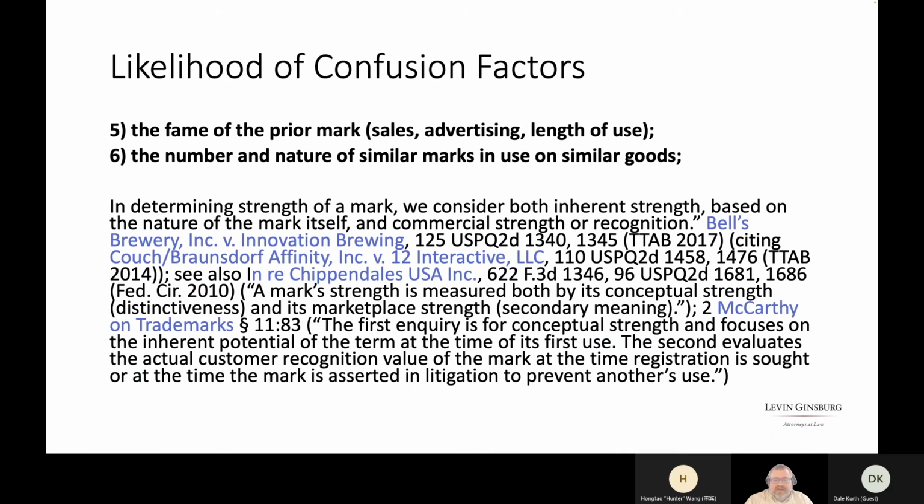The next two factors are related. One looks at the fame of the mark, what sort of sales, what sort of advertising, how long they've used it, and then looks at how crowded the marketplace is, the number and the nature of similar marks in use on similar goods. And in this case, the language here looks at both inherent strength, which is based on the nature of the mark, and commercial strength, or recognition of the mark. Those two factors are related. It looks at how famous the mark is, and how crowded the marketplace is.